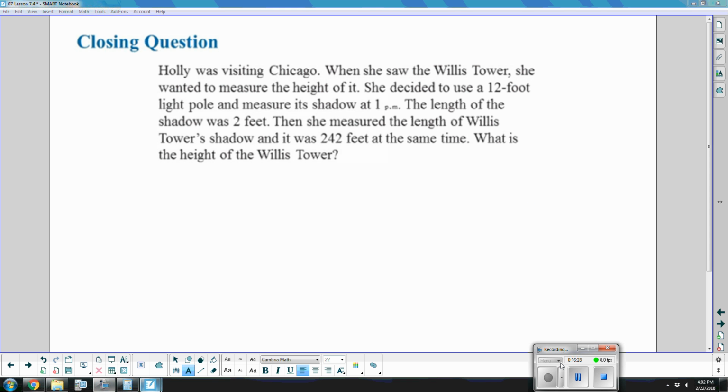And then this last problem, you can take a minute to read through it, but it is similar to the problems using similar triangles that we did in the last lesson. So Holly was visiting Chicago. She saw the Willis Tower. She wanted to measure the height of it. She decided to use a 12-foot light pole to do an indirect measurement. So here's her light pole. And at 1 o'clock, the shadow was only 2 feet long.